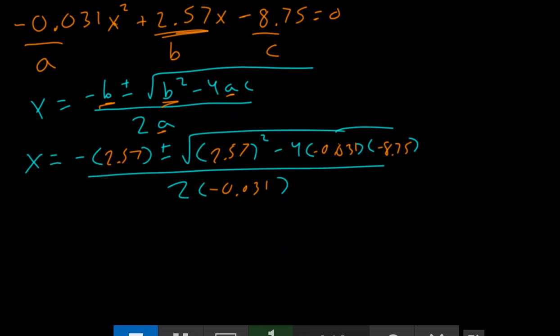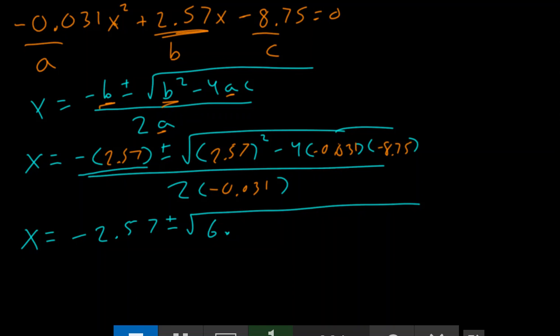Okay, so what's this going to look like? Well, you'll just have to take a calculator and go kind of nice and easy. We know that negative times a positive, that's easy. That's just negative 2.57 plus or minus the square root of. Now, what is 2.57 squared? 2.57 squared is equal to 6.6 for simplicity's sake. Here we have a negative times a negative times a negative. Well, three negatives is still going to be negative.